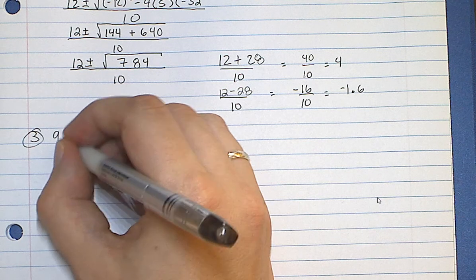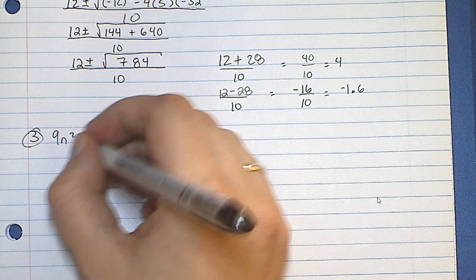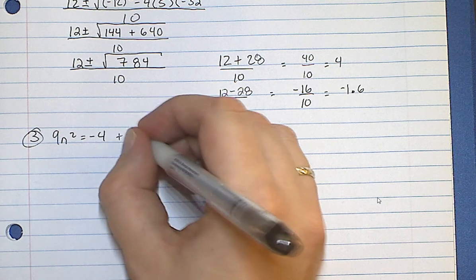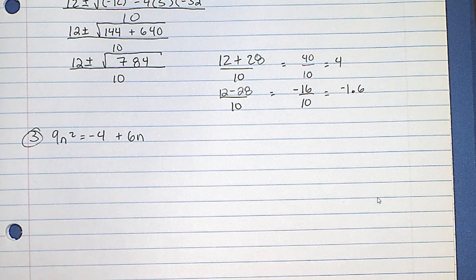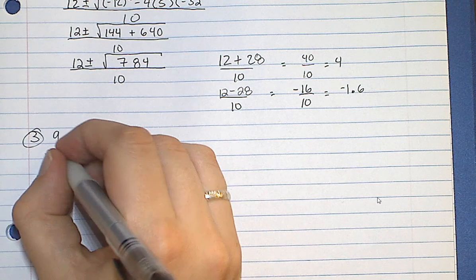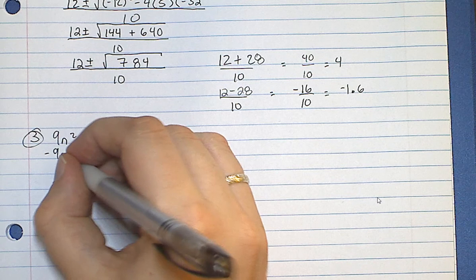So this is 9n squared equal to negative 4 plus 6n. All right, so the first thing you have to do, Sarah, is either move the negative 4 and the plus 6n to the left, or move the 9n squared to the right. That's fine. So if you move the 9n squared to the right, what do you have to do? Not just 9, 9n squared.